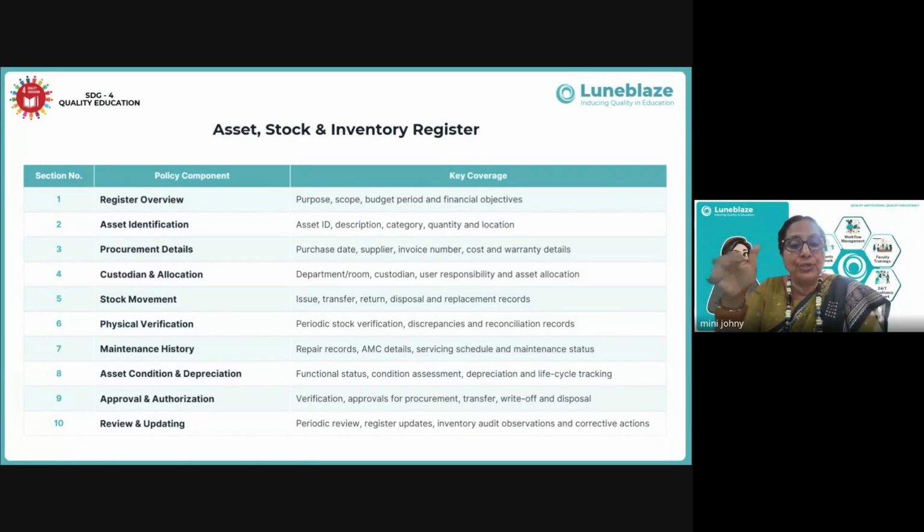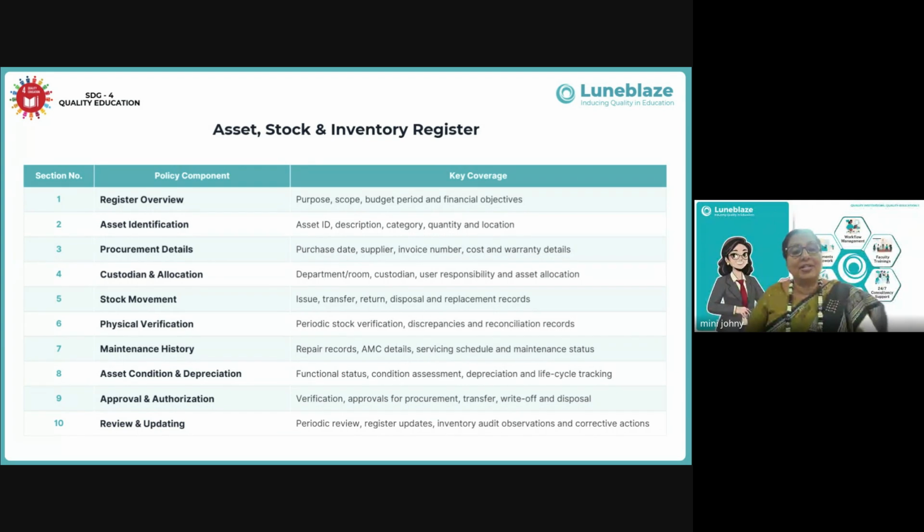Stock, how it is moving: issue register, transfer, return register, disposal and replacement records. Physical verification, periodic stock verification, discrepancies and reconciliation records. We should have reconciliation records. Maintenance history: repair records, AMC details, servicing schedule and maintenance status. This is a problem we will always face whenever the exams are coming, with our systems. We all experienced this more in COVID time.